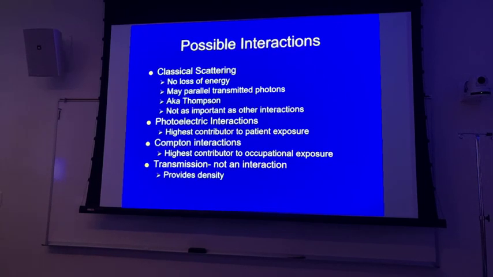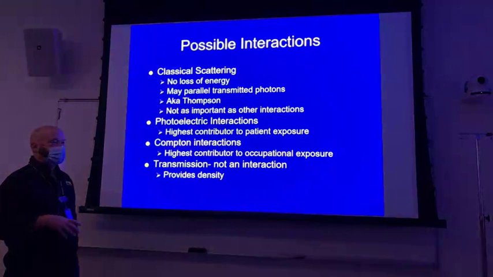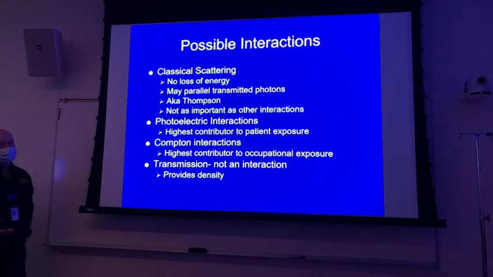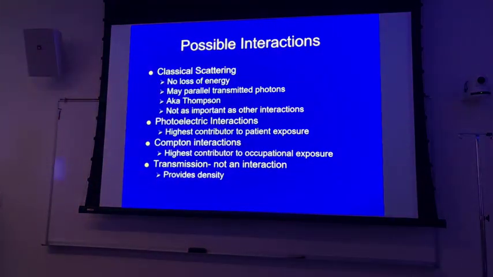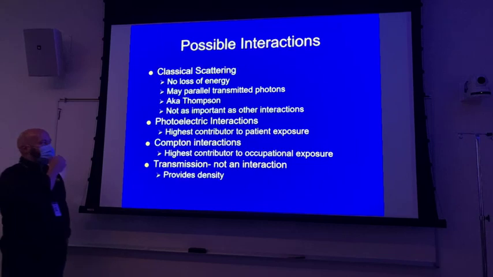Classical scattering may parallel transmitted photons. It's Thomson scattering. It's not as important as other interactions, so we don't really talk about it a whole lot. That says no loss of energy, but there is a significant loss of energy. And they tend to be low energy is what that should read.